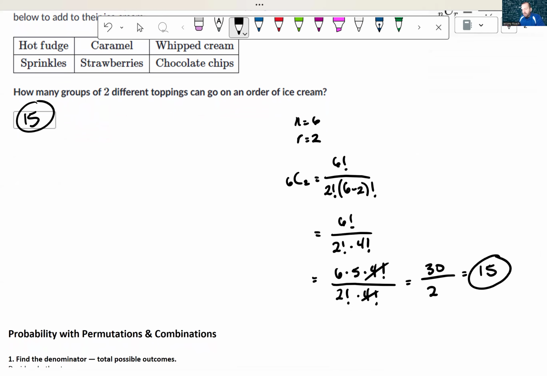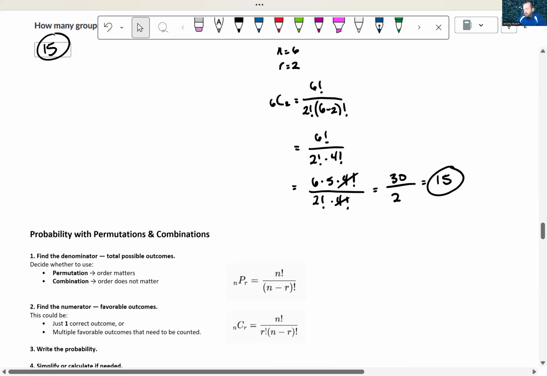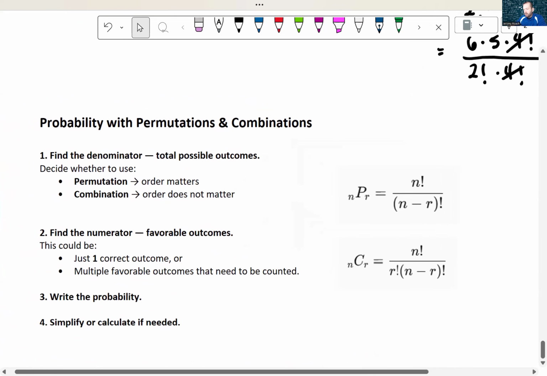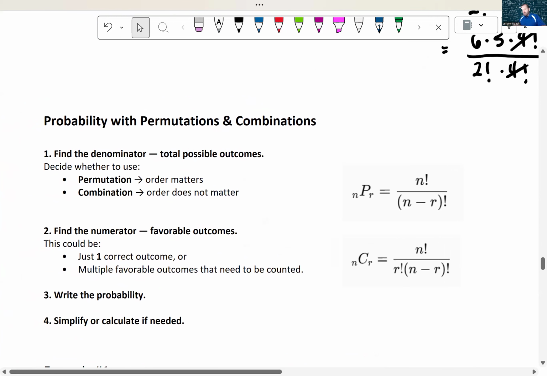Okay. Our last section is on probability with permutations and combinations. And so for these problems, we have to determine if we're using a permutation or a combination. I think that's one of the more challenging parts to this. But I wrote out the steps for you all to see how to solve these. So step 1 is we want to determine what the denominator is.